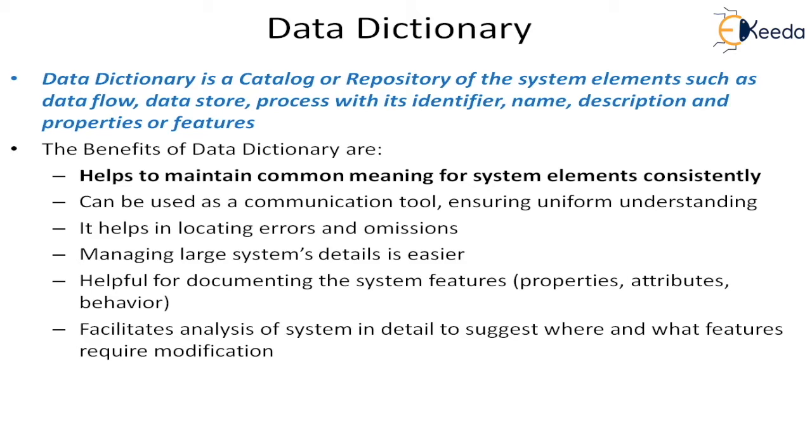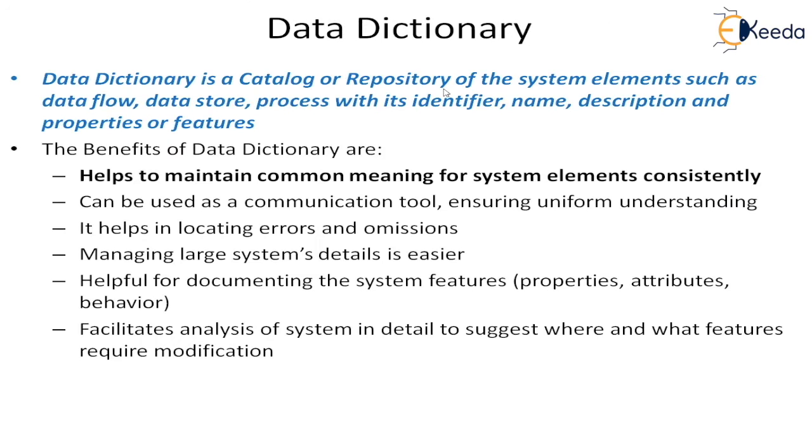What are those system elements? Data flow, data store, process. And when we store these things, and there can be many more things, we have to keep them with their identifying name, the identifier, or some kind of an index, its title, its description, and whatever its properties or features are. If you keep this kind of information in a data dictionary or a repository, then it is very easy for us.